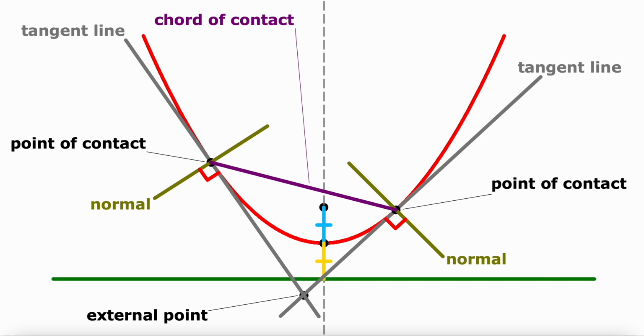A point of contact is a point at which the tangent line touches the parabola. The tangent line and the normal line intersect perpendicularly at the point of contact. A normal is a line perpendicular to the tangent line.